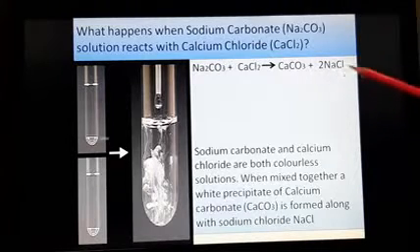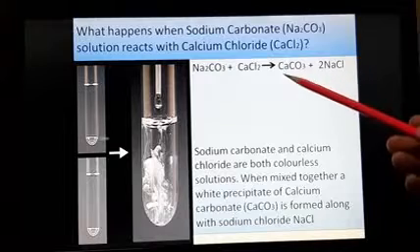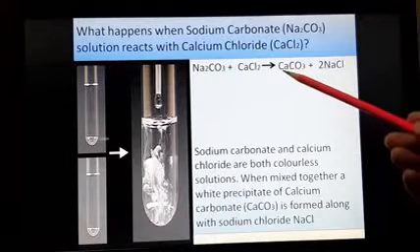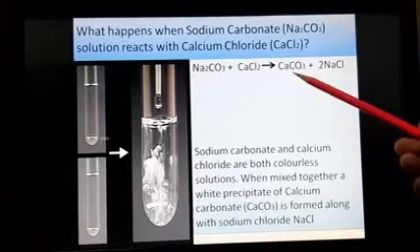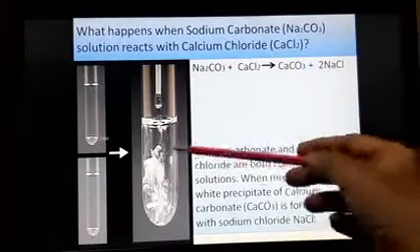It is not a precipitate. It will dissolve in the solution. So the precipitate has to be of calcium carbonate. So white color calcium carbonate or limestone or chalk or marble, etc. is formed. You can see this.